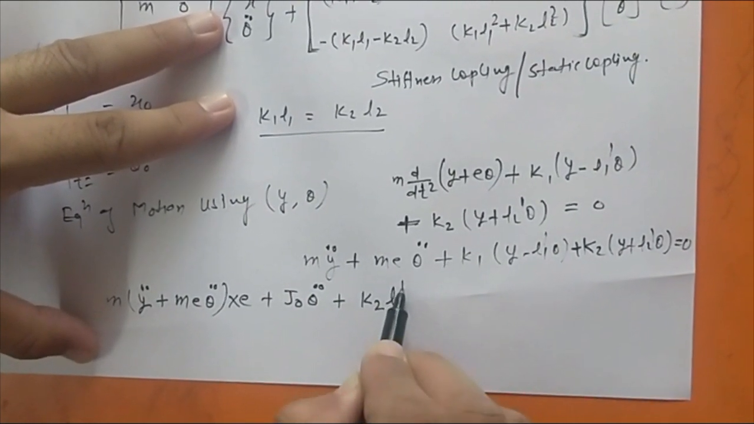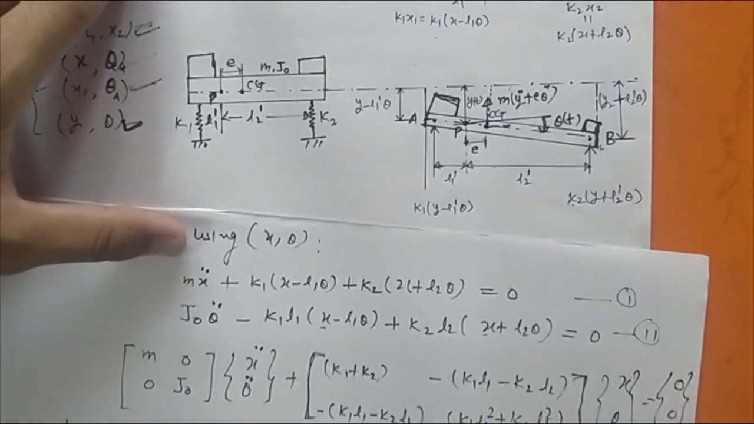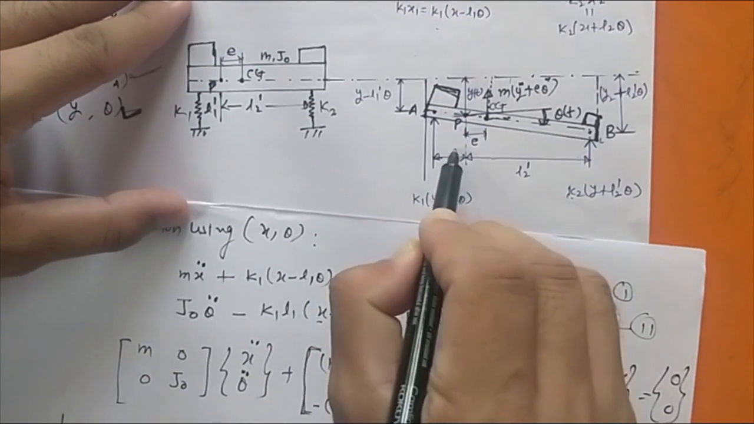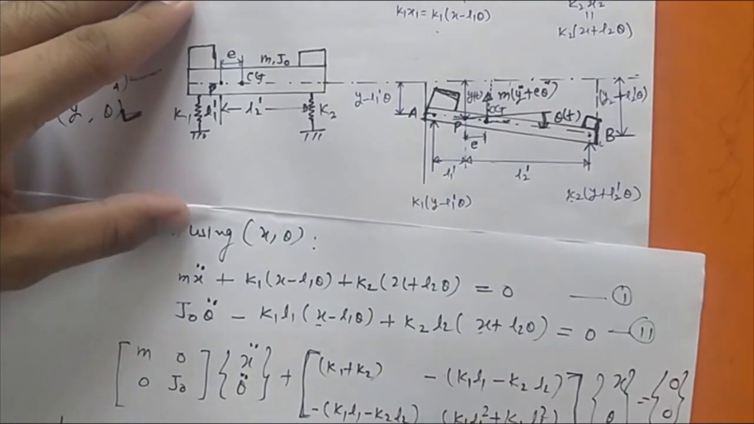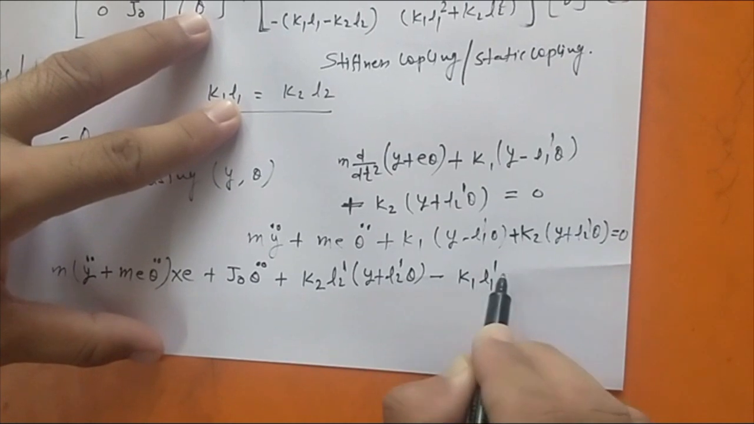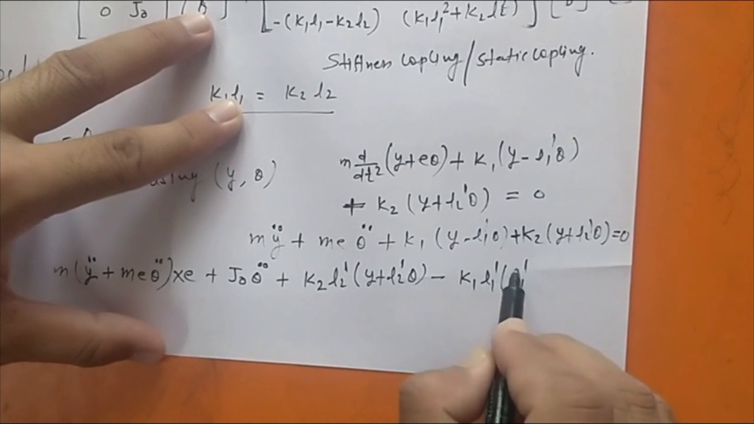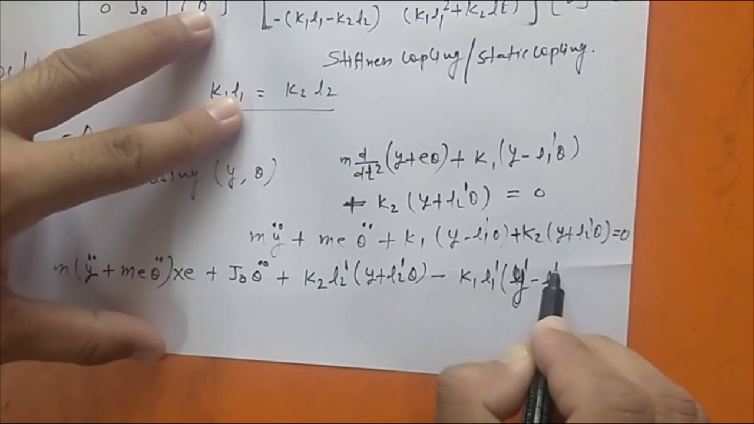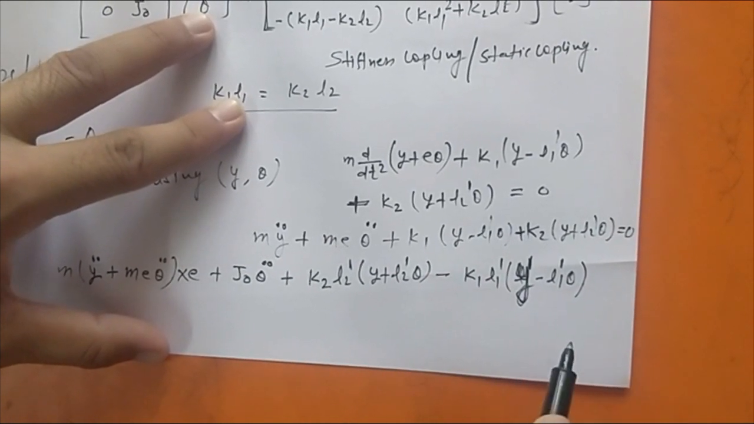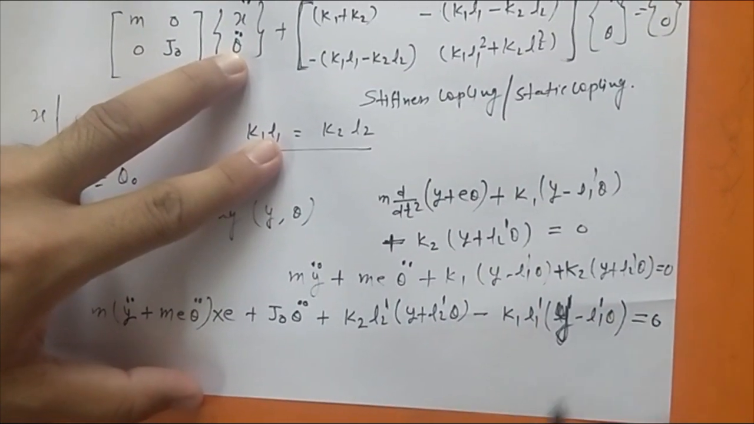K2 L2 dash times y plus L2 dash theta, and another moment which is because of the force K1 y minus L1 dash theta multiplied by L1 dash, which is in the clockwise direction. So with a minus sign, K1 L1 dash y minus L1 dash theta. So these are all the moments acting on this system, equal to 0.